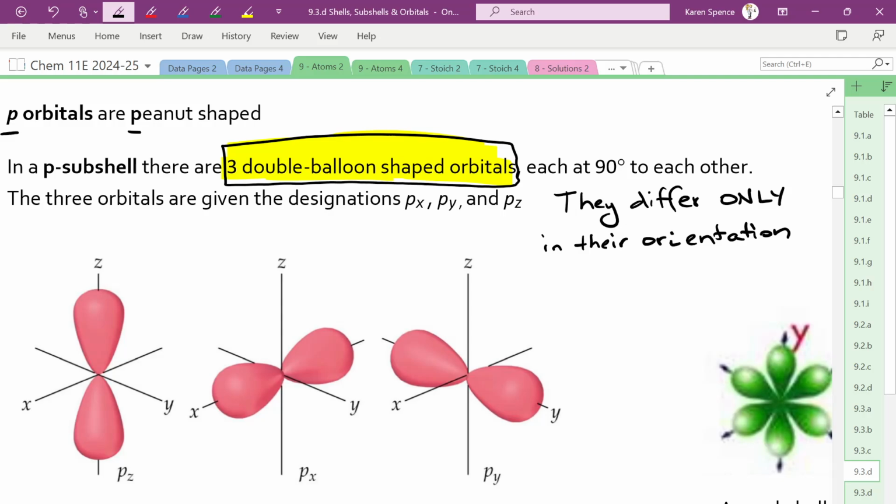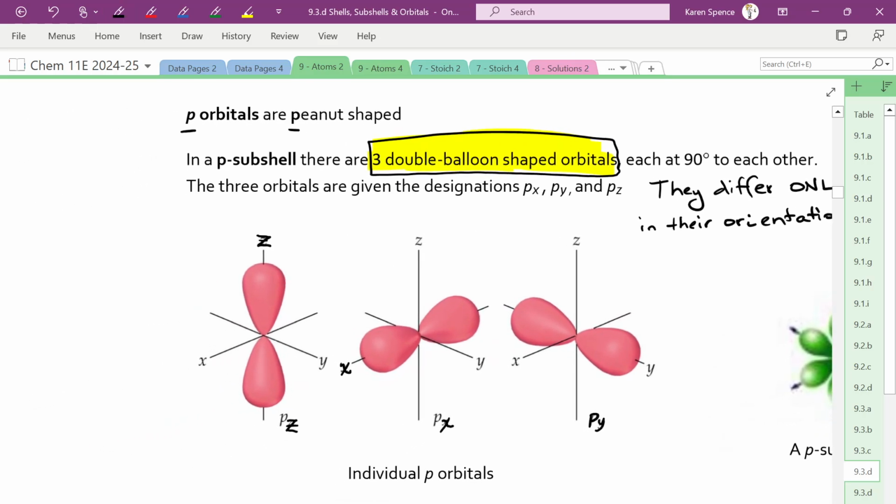So you can see here, this is a PZ, and it goes along the Z-axis. We have a PX orbital, and it goes along the X-axis, and we have a PY, and it goes along the Y-axis. And so these 3 orbitals are all perpendicular to each other. Yeah, they're all at 90 degrees to each other.